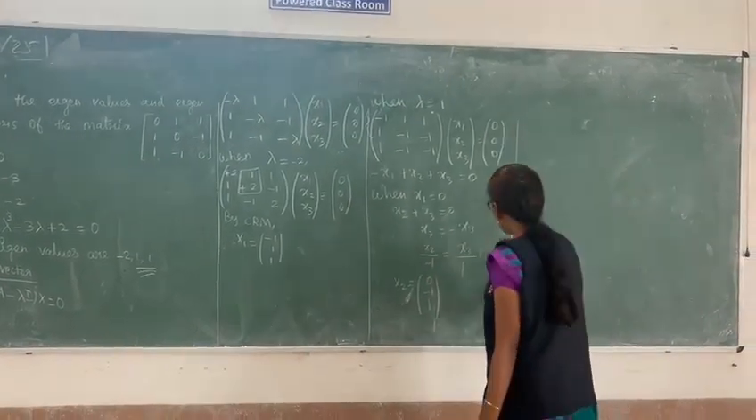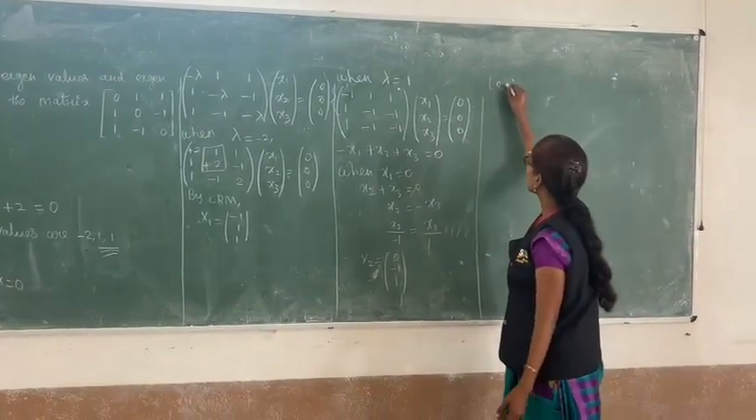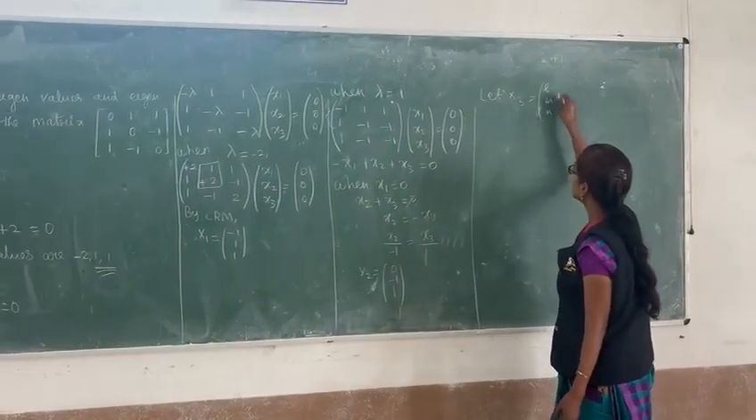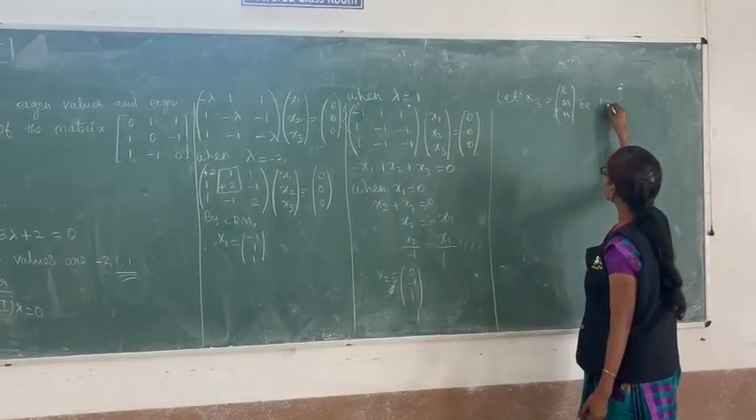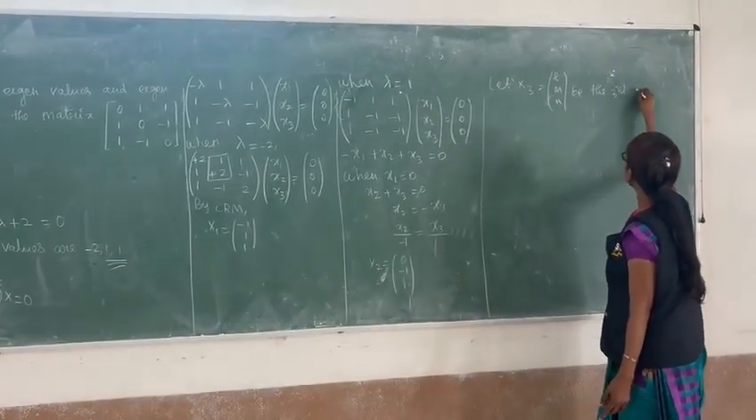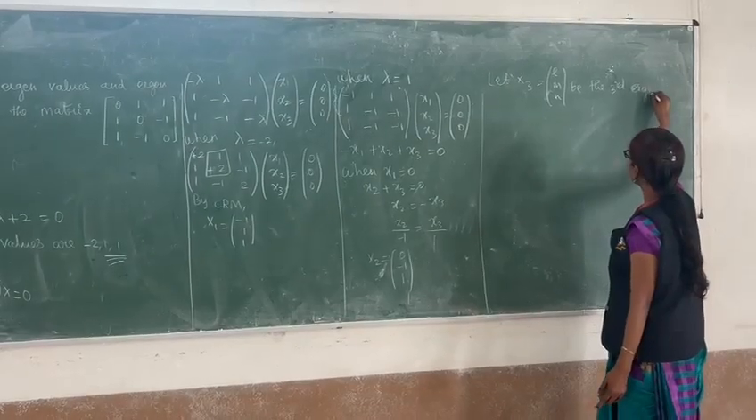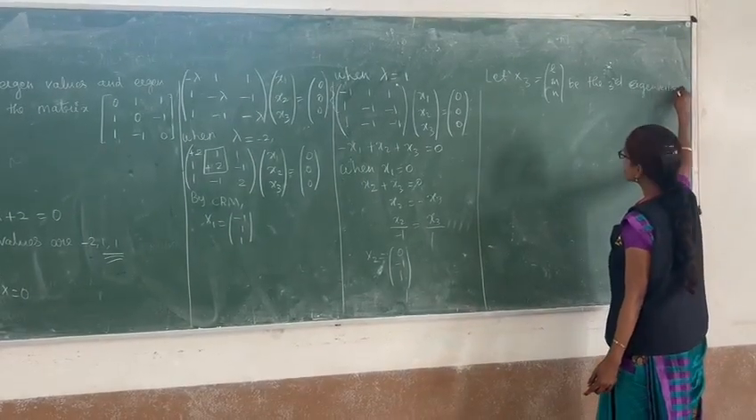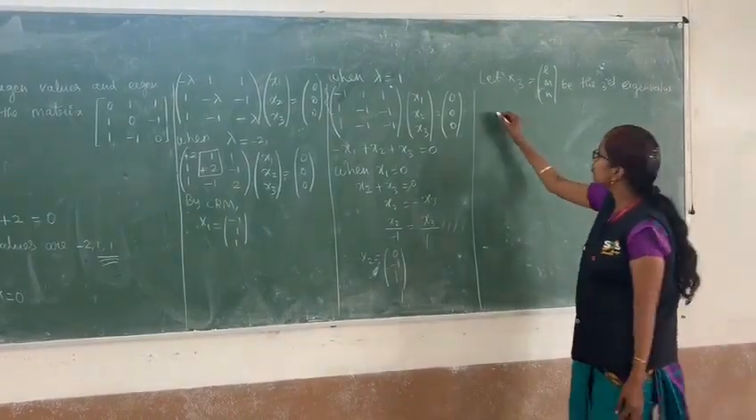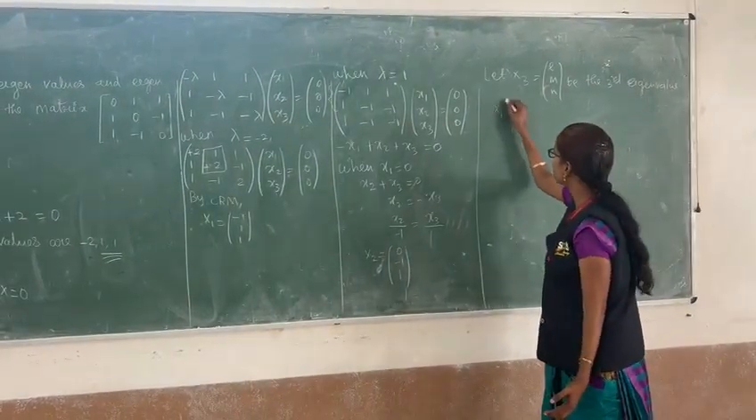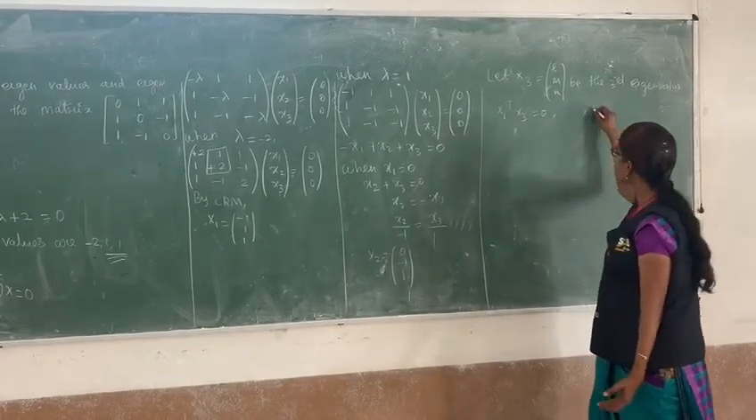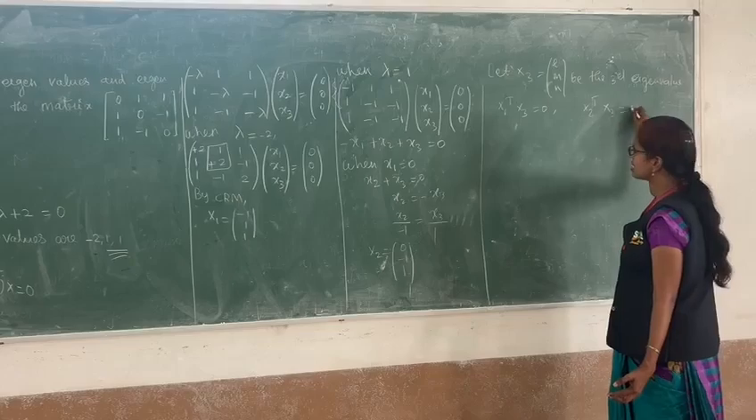Yes. For the third eigenvector, we need to take x3 as L, M, N. Let it be the third eigenvector. Okay. And we will have the orthogonal condition. Using that orthogonal condition, we are going to find the third eigenvector. Okay. Now, what are the conditions? Yes, x1 transpose x3 equal to 0, then x2 transpose x3 equal to 0.